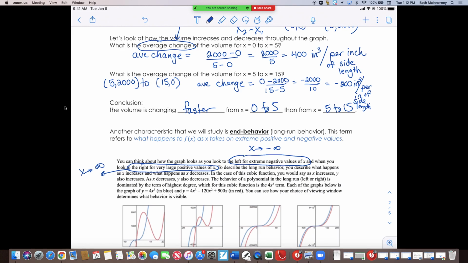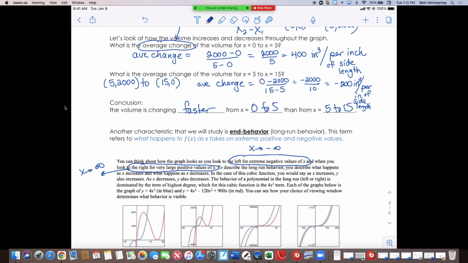And I know we struggled with this a little bit previously. Remember, we did end behavior with exponentials, with logarithms, with square roots. We did that with a lot of different functions. All right, in the case of this cubic function, you would say as x increases, y also increases. As x decreases, y also decreases.